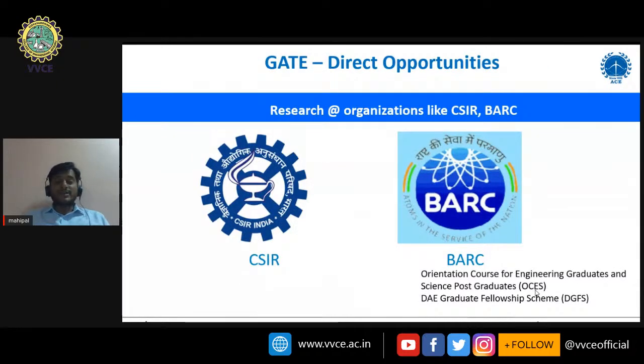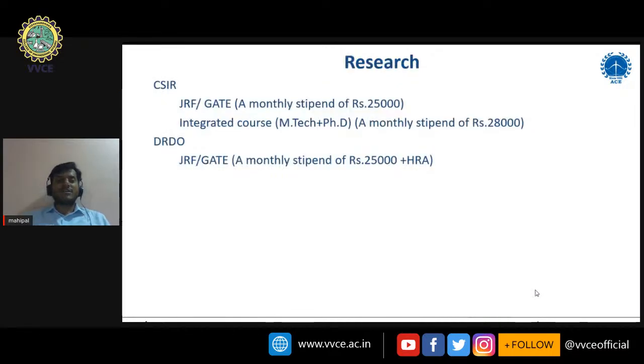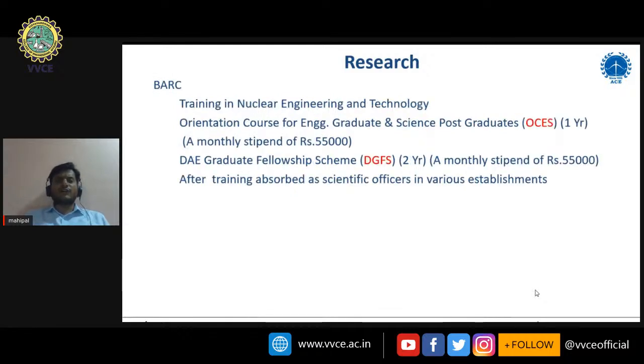You can pursue research at the CSIR laboratories, Bhabha Atomic Research Centre, Defence Research and Development Organisation. A lot of institutions are offering very good opportunities for engineering students.